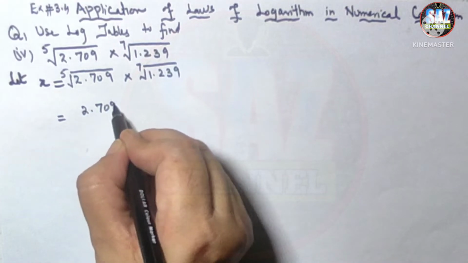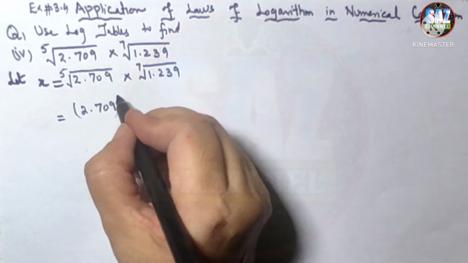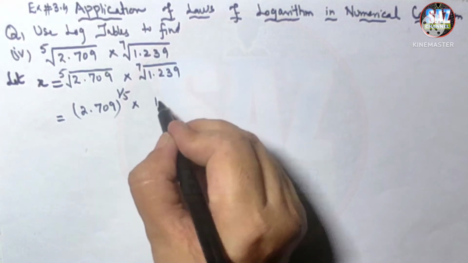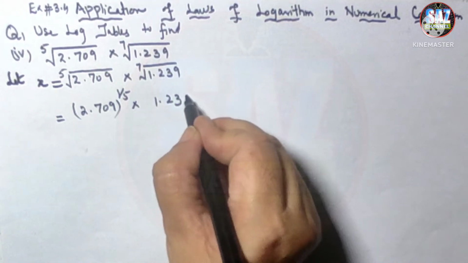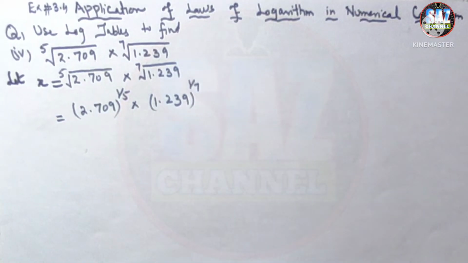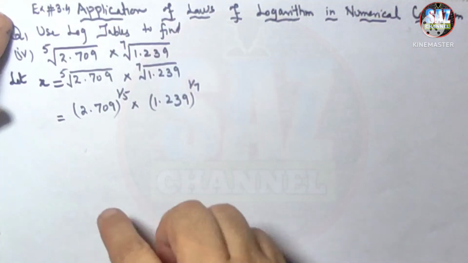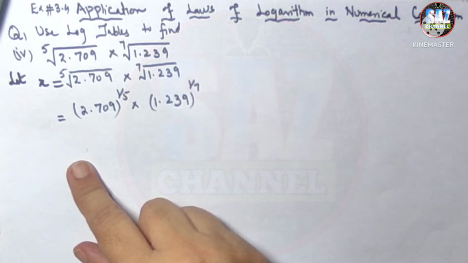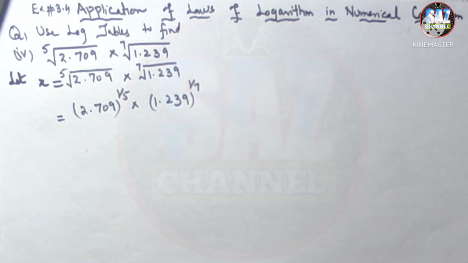2.709 raised to power of 1 by 5 multiplied by 1.239 raised to power of 1 by 7. Here we have done nothing. We are simply turning that index into the form of a fraction. I hope you are clear about this.